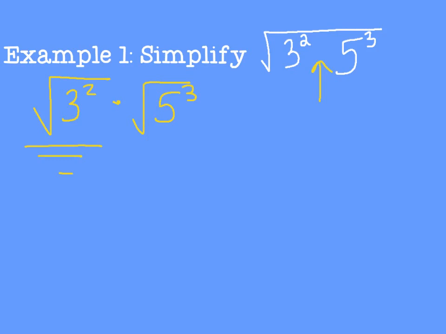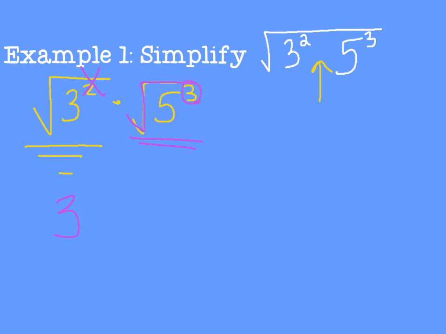I can take the square root of 3 squared and know that the square root and squares are opposite, so these are going to cancel out. What am I left with? I'm left with a 3. Well, this other one, I'm not quite so lucky, because unfortunately, a square root and a third power are not opposite, so I cannot just automatically cross these out.